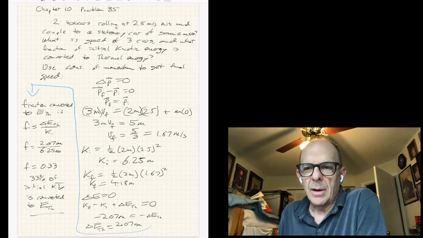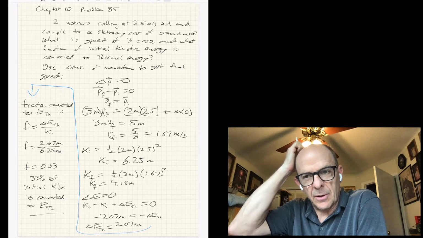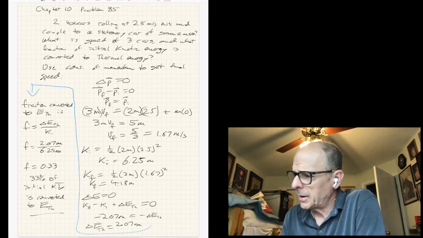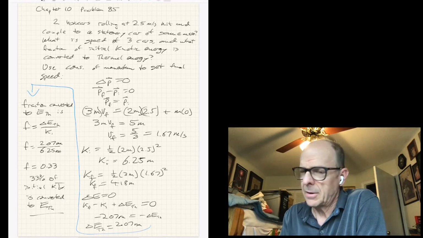Okay, now if the speeds had been different, we would get a different answer. If the number of cars had been different, we would get a different answer, even though momentum is conserved every time.